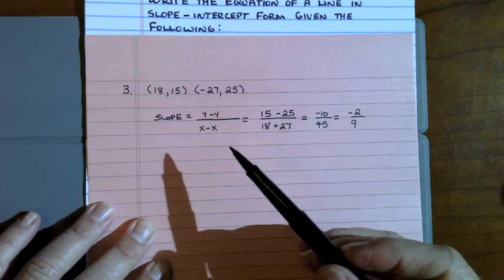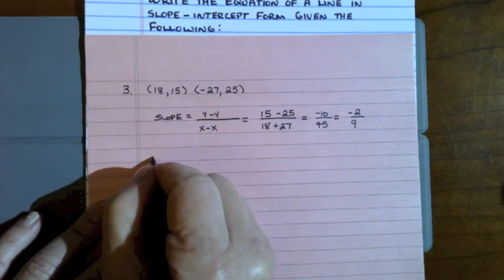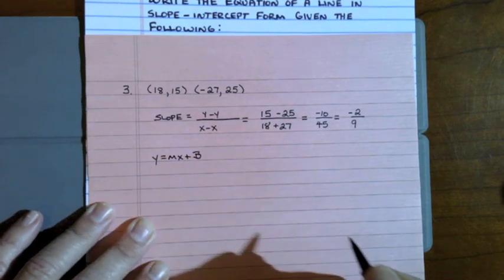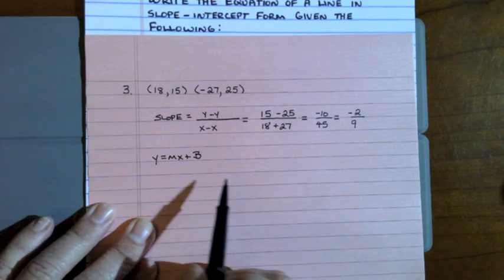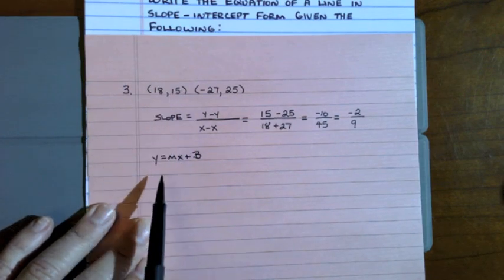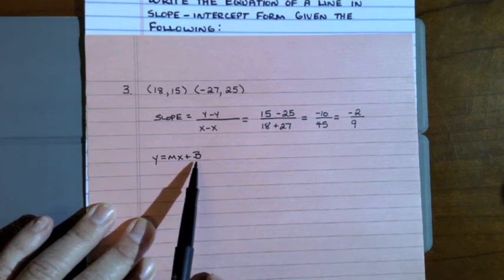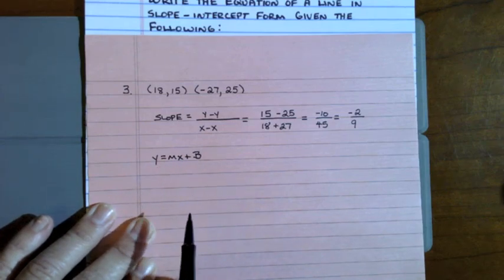Remember, to write the equation of a line, I need a slope and I need a y-intercept. I'm going to use this formula to figure out what the y-intercept is. I'm going to take this first point and plug it in here. I'm going to take my slope and plug it in here, and then I'm going to solve it for b, because b is my y-intercept.